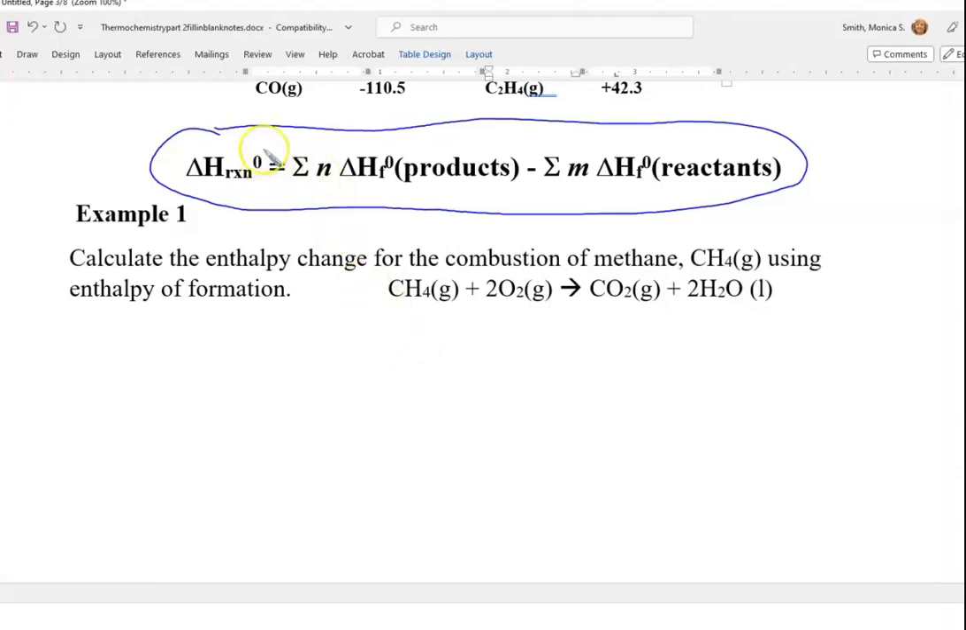If we are not at 1 atmosphere, then things change. This symbol, which you may have seen in word processing classes, means the sum of. That means just to add up. So we're going to add up all the formations for the products, and add up all the formations for the reactants, and then subtract them. So it's products minus reactants, like final minus initial, because it's changing.